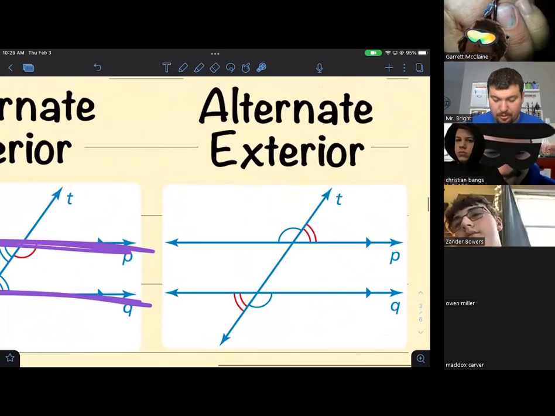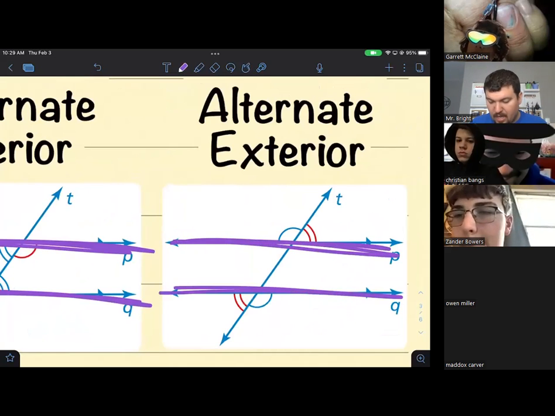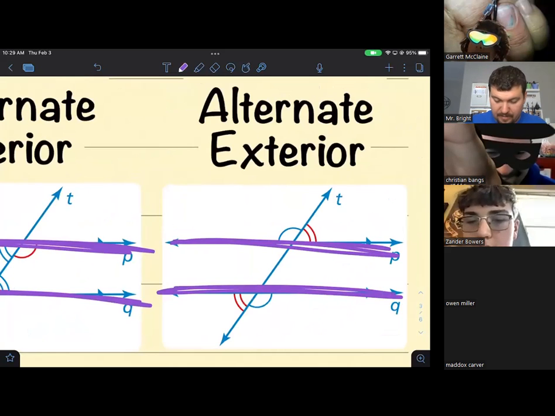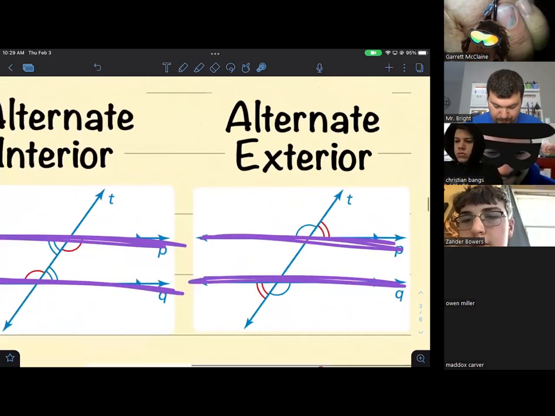And then alternate exterior is exactly what you'd expect. It's the same thing, alternate sides of the transversal, but this time they're outside, exterior, of the parallel lines. And so again, the 2 red angles are congruent, they're alternate exterior, and the 2 blue angles are also congruent because they're alternate exterior.